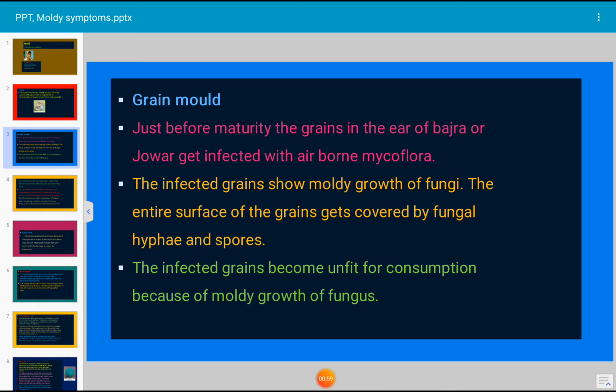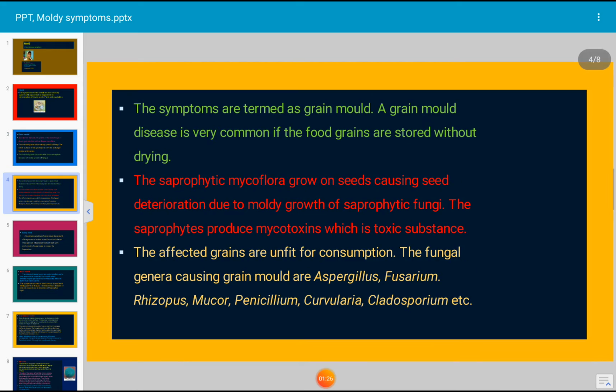Just before maturity, the grains in the ear of bajra or jowar get infected with airborne mycoflora. The infected grains show moldy growth of the fungi. The entire surface of the grain gets covered by fungal hyphae and spores, as I showed you in the photograph. And the infected grains become unfit for consumption because of the moldy growth of the fungus. The symptoms are termed as grain mold.